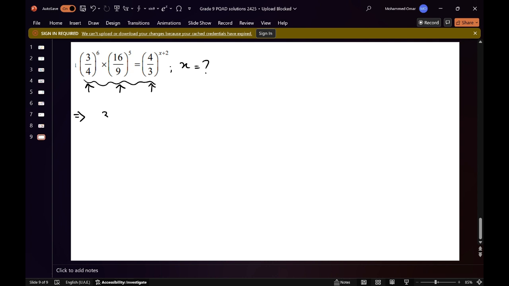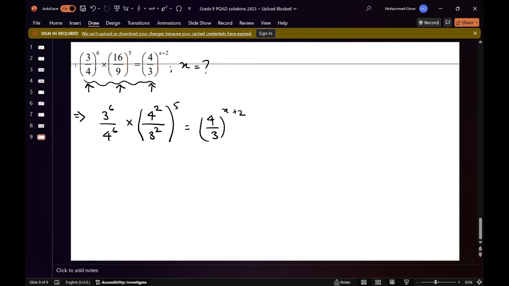So it is 3 to the power of 6 divided by 4 to the power of 6, multiplied by, in bracket, 16. Can you write it as 4 square? Yes. And 9 you can write as 3 square, right? So it is whole to the power of 5 equals 4 by 3 whole to the power of x plus 2. Now, whenever you use any law of exponents, you have to state that law. What did you use here? I have distributed power 6 to the numerator as well as the denominator. The law is: a by b whole to the power of m is equal to a to the power of m by b to the power of m.